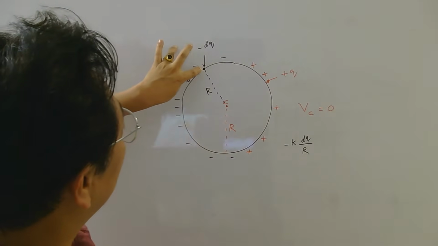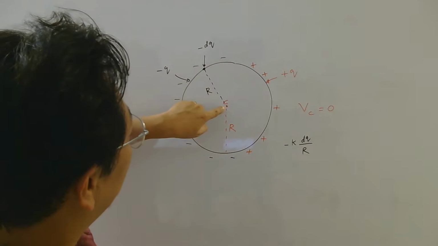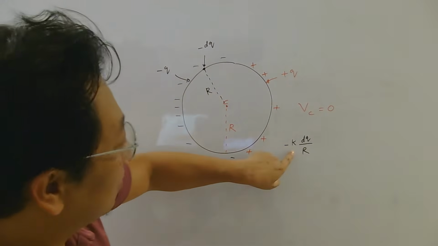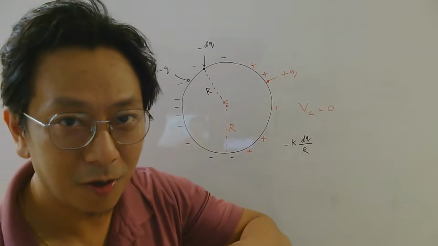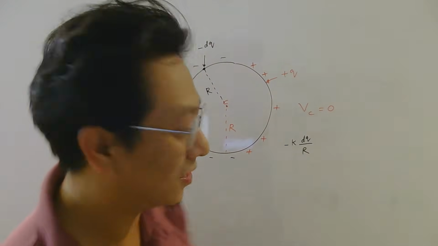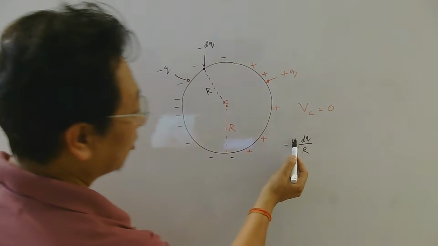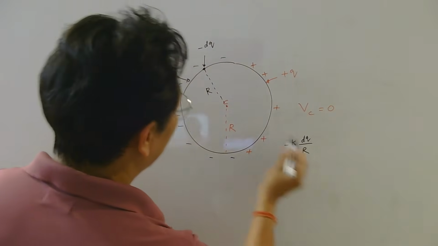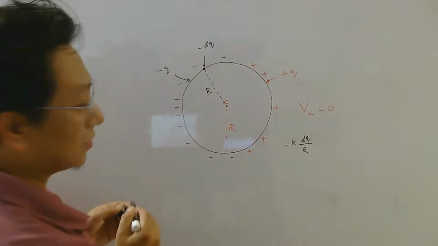So this is a point charge, and the distance of the point where I want potential is r. So this is the formula, right? 1 by 4 pi epsilon naught, q by r. That is the formula for potential due to a point charge. And I am writing 1 by 4 pi epsilon naught as k. So this is the potential due to this minus dq charge, right?